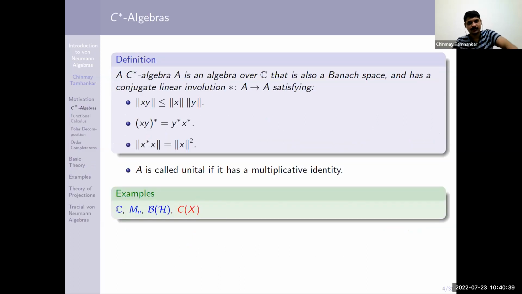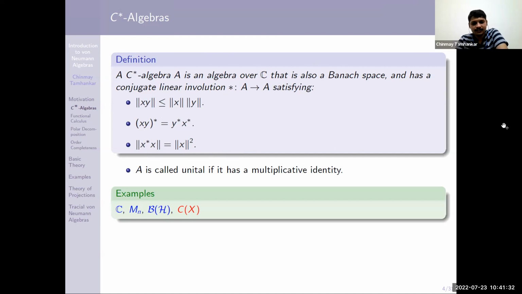So let's go into the subject matter. So this is a structure called a C-star algebra, and this is our framework. So we'll define what a C-star algebra is. A C-star algebra is an algebra over the field of complex numbers, which is also a Banach space, and it has a conjugate linear involution star. An involution is a map star which satisfies x star star is equal to x. This structure also satisfies the following: norm of xy is less than or equal to norm x times norm y, then star of xy is equal to y star x star, so it gets flipped, and the norm of x star x is equal to norm x squared. So this last equation is called the C-star identity.